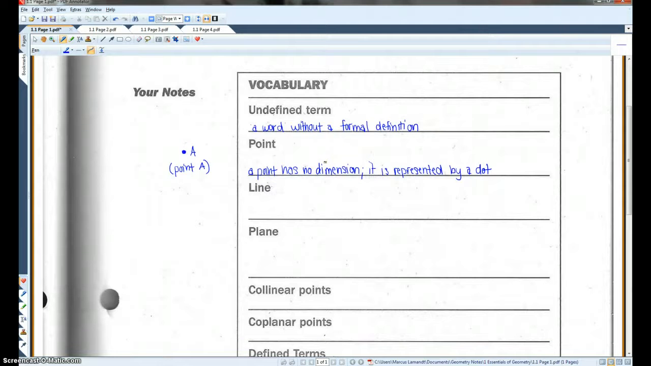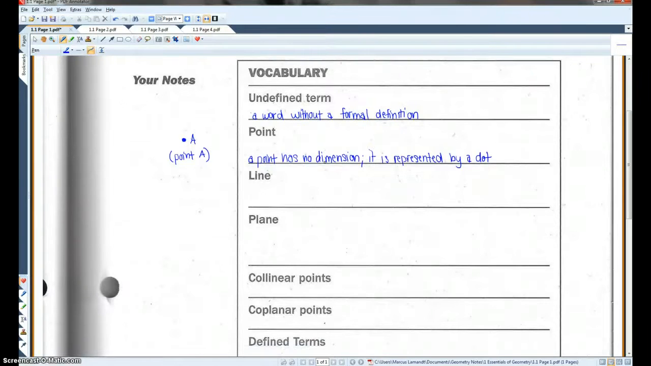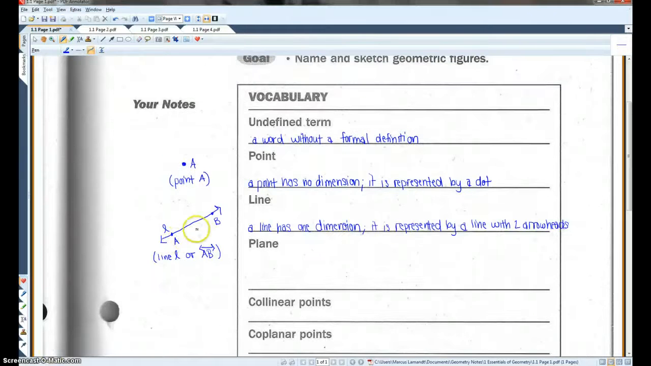Alright, a line has one dimension. It's represented by a line with two arrowheads. I'll draw that for you guys. So this would be an example of a line. You could call this either line L, I drew the L in cursive, or you could call it line AB, or line BA, either way.